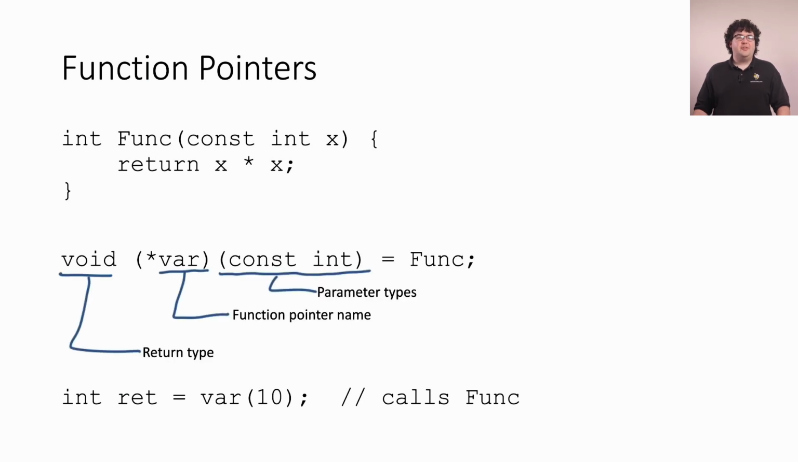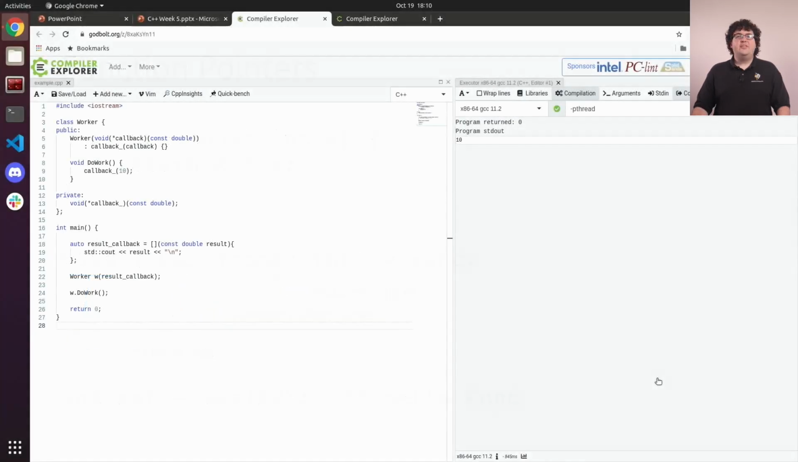A function pointer declaration looks like this. The name of the variable is in the middle, surrounded by parentheses and with an asterisk in front of it. Then to the left of that, we've got the return type of the target function, and to the right is the parameter list of the target function. By looking at this declaration, we can see the return type and parameters that our target function will need to adhere to.